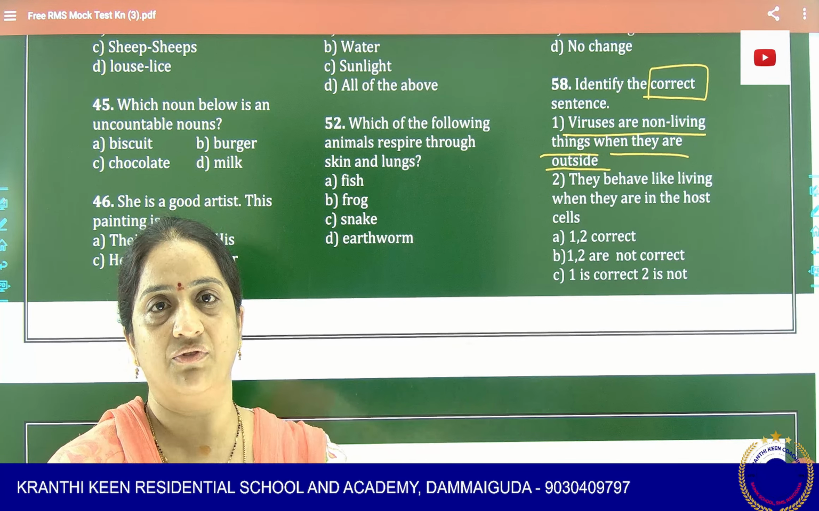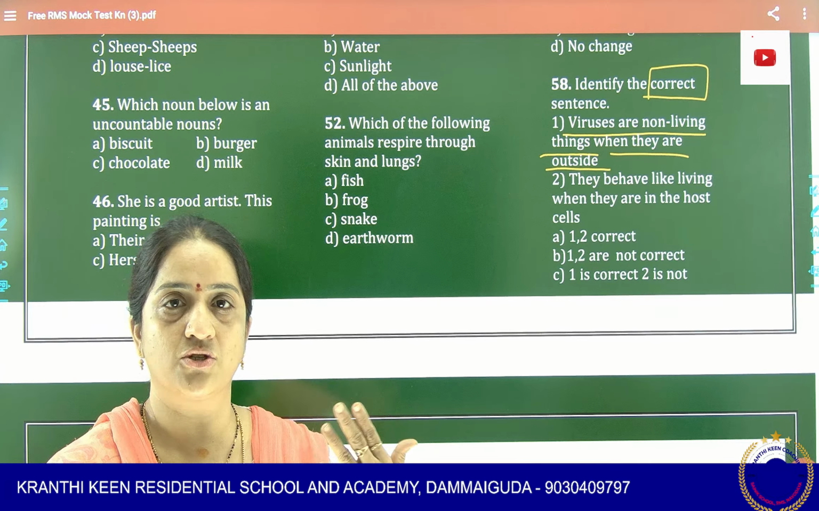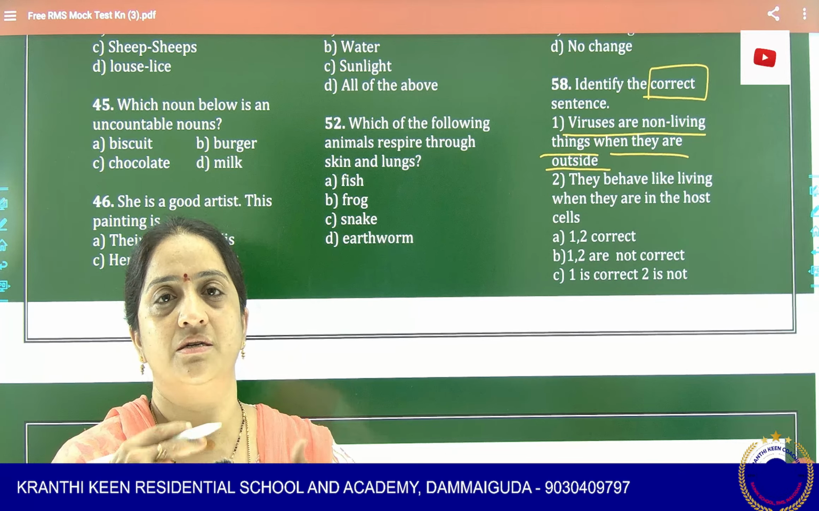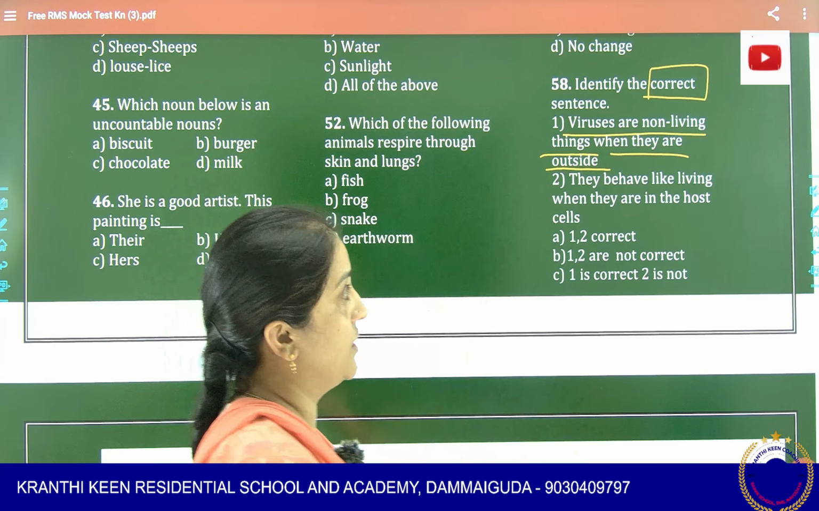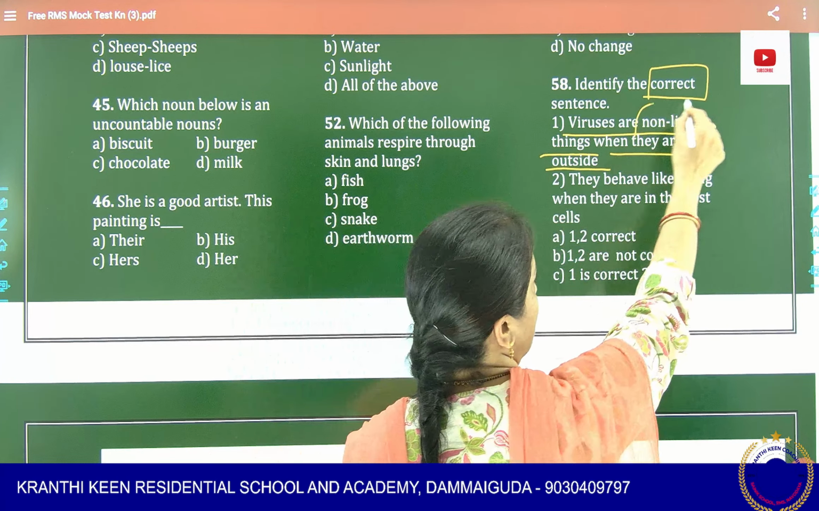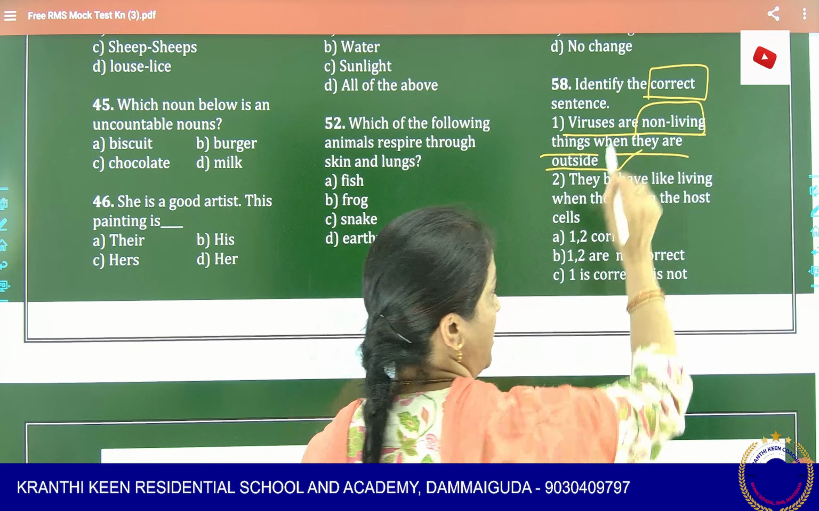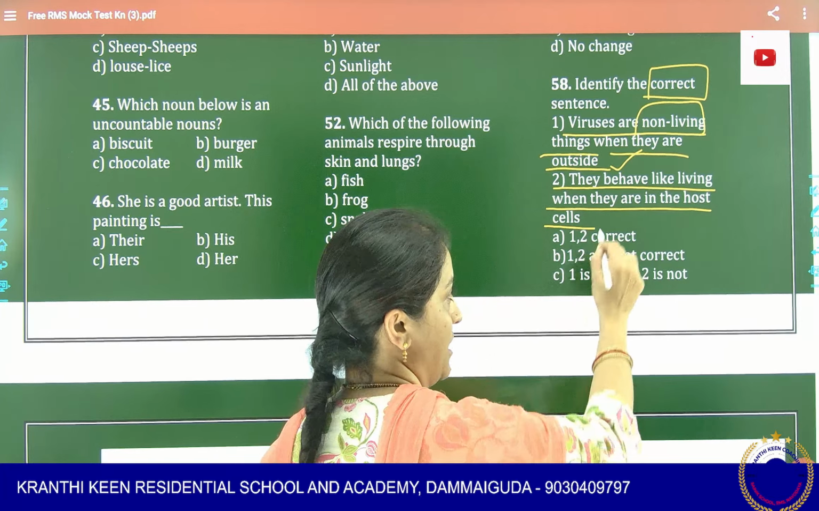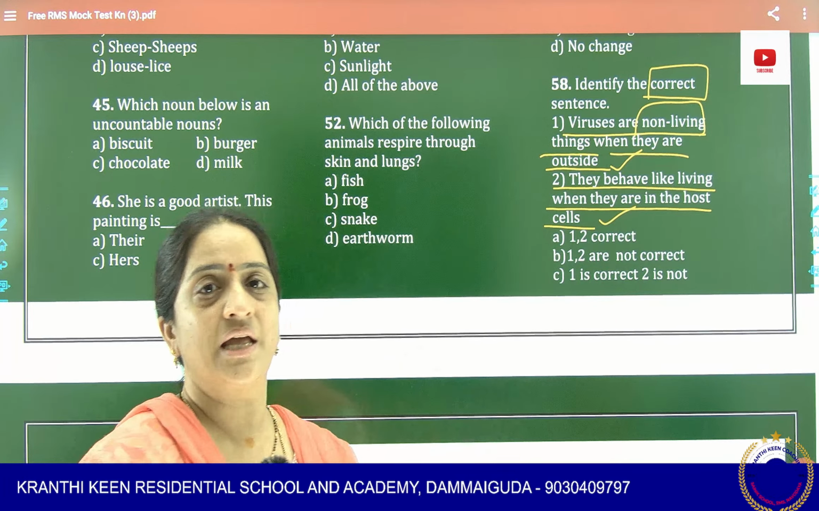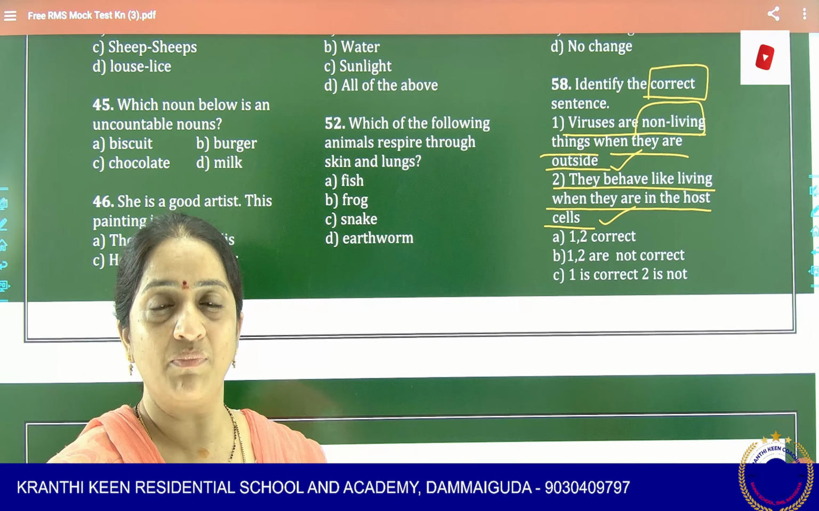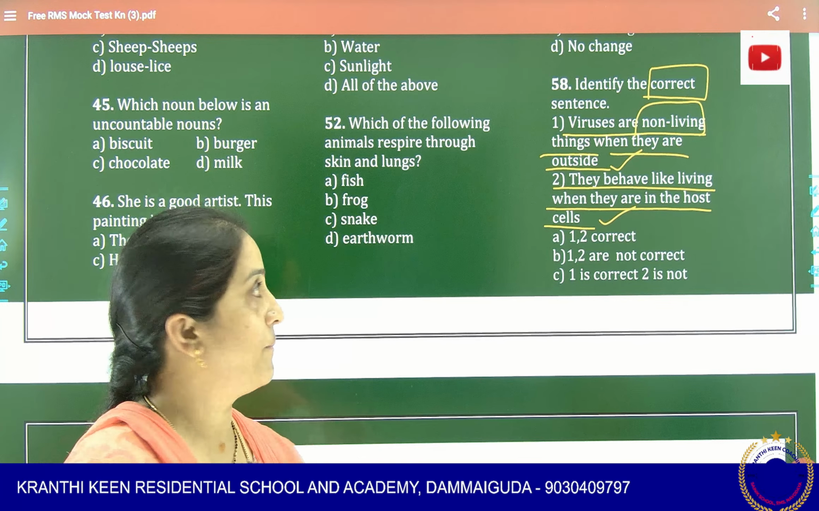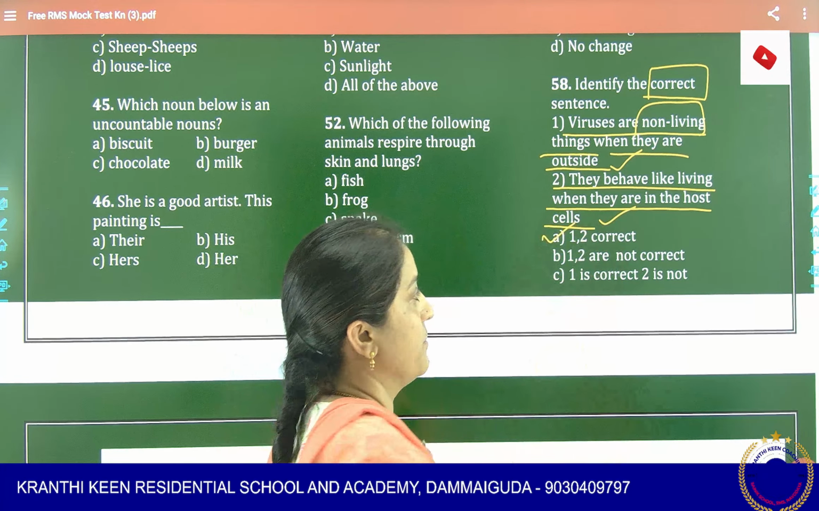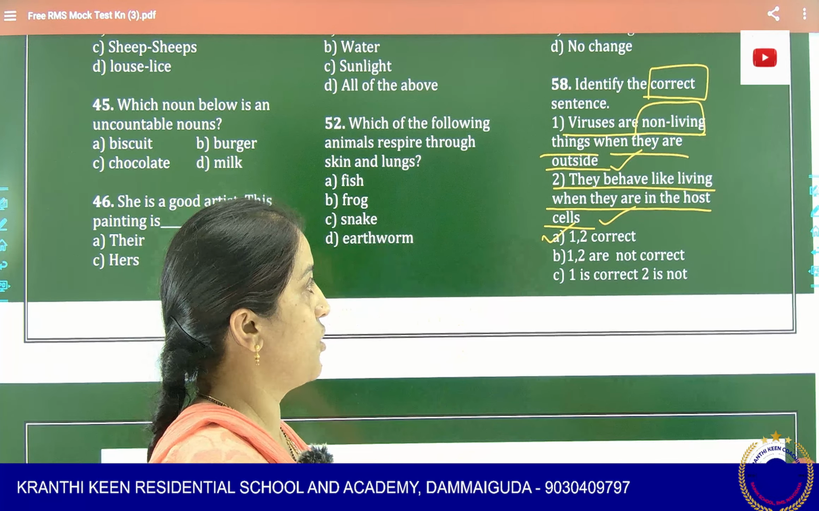So when we touch the surface and again when we take it near our eyes or mouth, the virus enters into the host cell, then it starts reproducing. So that is the meaning: when it is outside, it behaves like a non-living thing, which is the right statement. They behave like living when they are in the host cell. Yes. Once they enter into the living organism, then it starts multiplying. So here both the sentences are correct. So 1 and 2 are correct. Okay. So the right answer is option A.